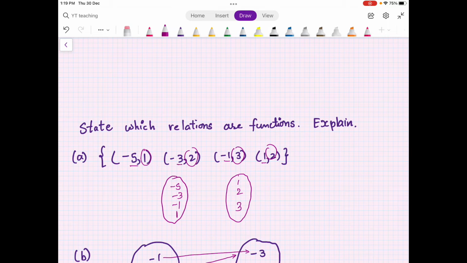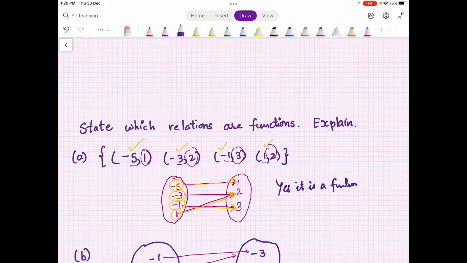Corresponding to -5, you have 1. Corresponding to -3, you have 2. Corresponding to -1, you have 3. And corresponding to 1, you have 2. Here you see, corresponding to every input value, you have exactly one output. Corresponding to -5, I have only 1; to -3, only 2; to -1, only 3; and to 1, only 2. So corresponding to every input value, I have exactly one output value. So this is a function.